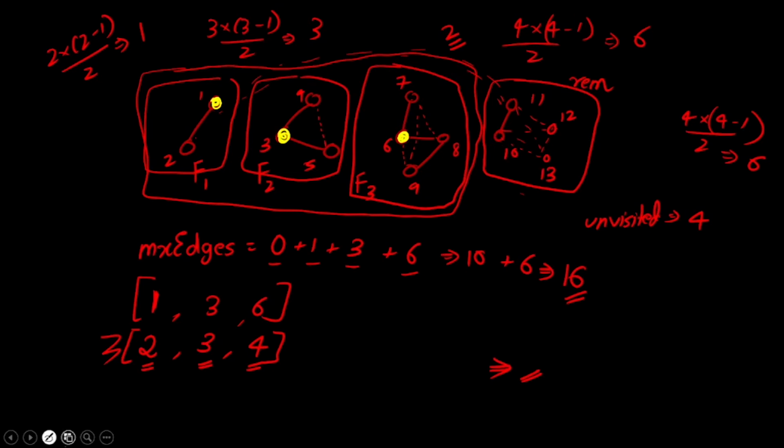But if you would have selected family number 3, then 11 would have connected to 7, 6, 8, 9. Like 11 would have connected to 5 nodes, 12 would have connected to 5 nodes, 10 would have connected to 5 nodes, 13 would have connected to 5 nodes. So you got 20 extra edges. That's the main idea. You have to keep track of the family which has the maximum number of nodes.